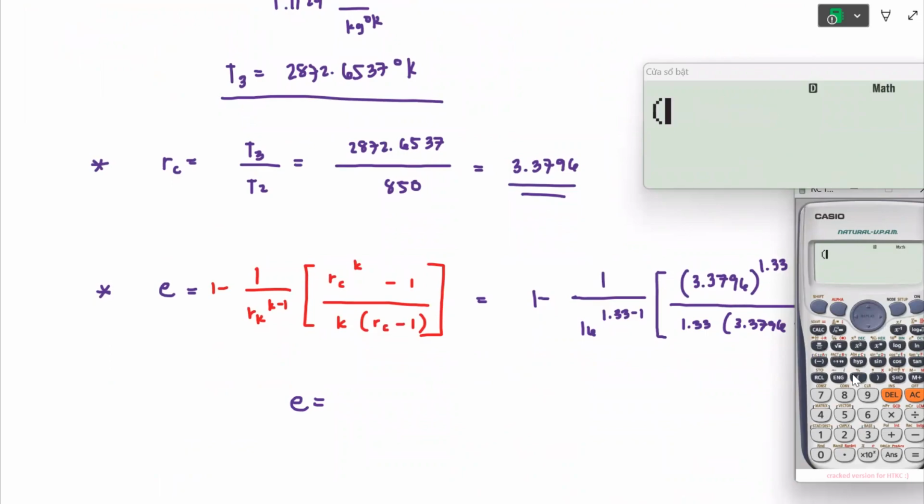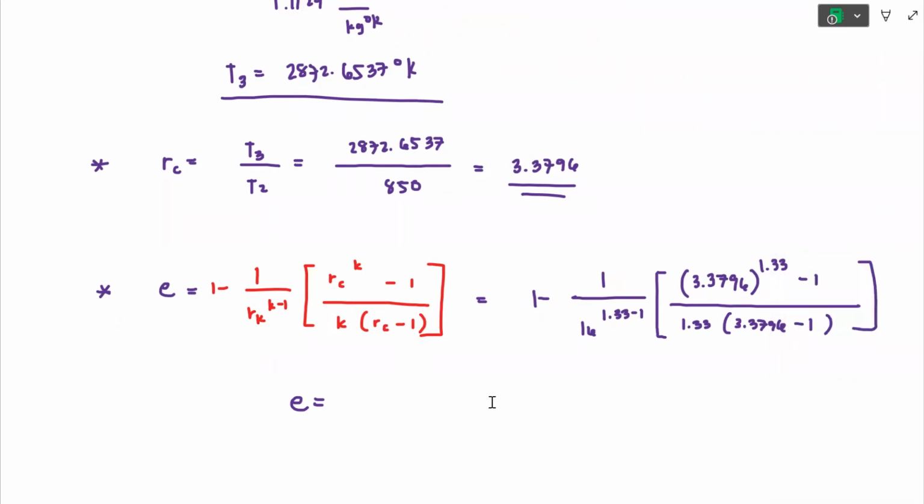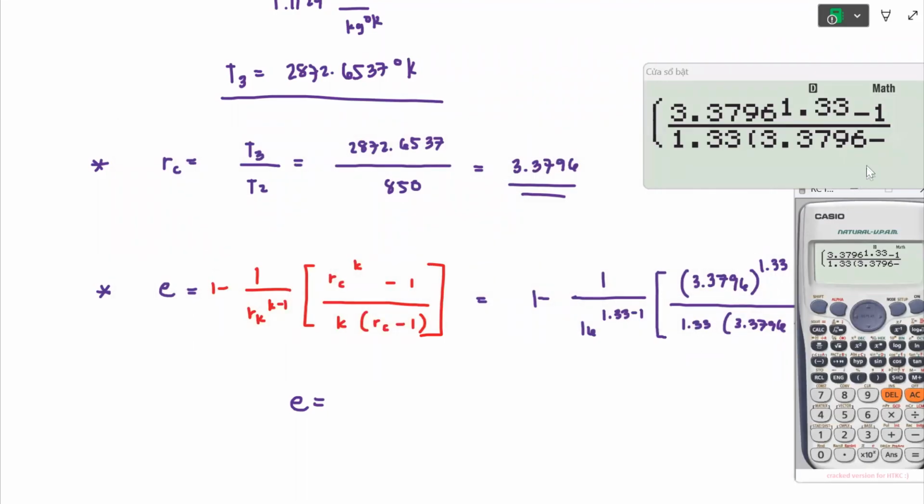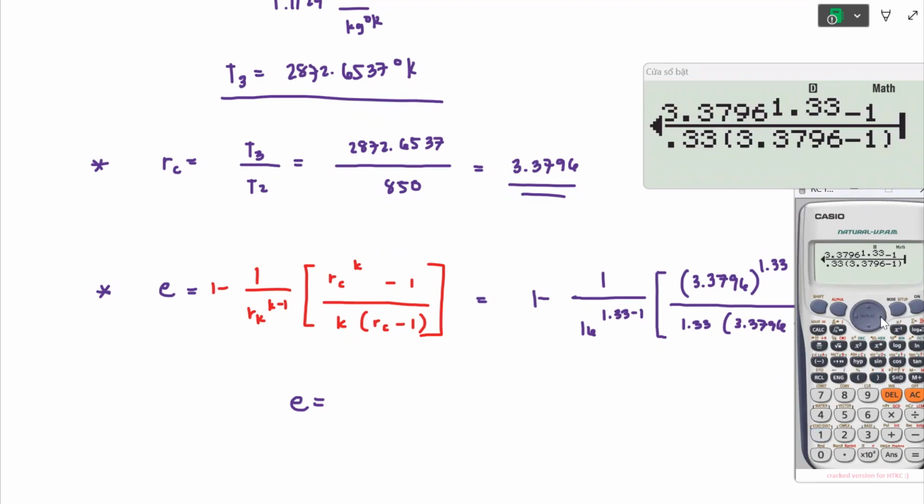Unahin ko muna yung nasa loob ng bracket. 3.3796 raised to 1.33. Okay, minus 1. So 1.33. Okay, so continuing yung calculation for E. Input na natin sa calculator. So, ayan, i-input ko na siya. Okay, patapos na. So, -1 na lang natin. Then, wag kalimutan yung parenthesis.